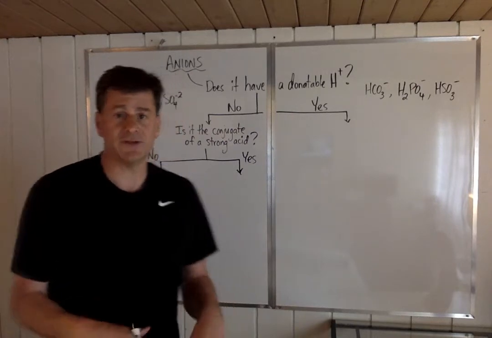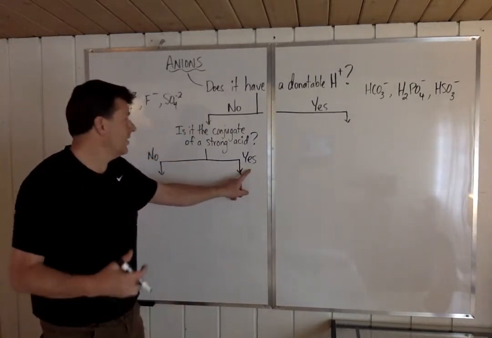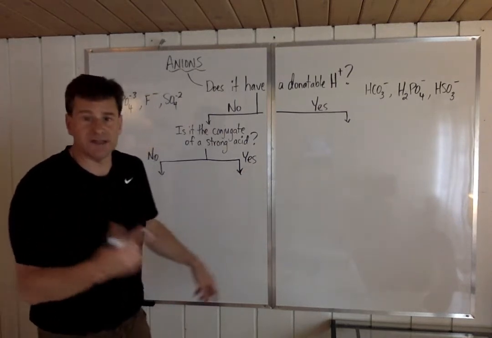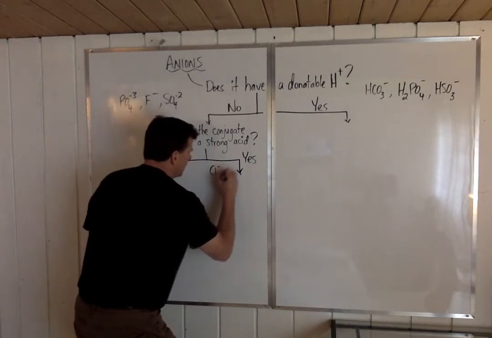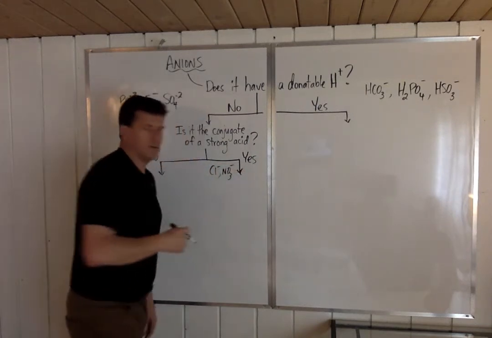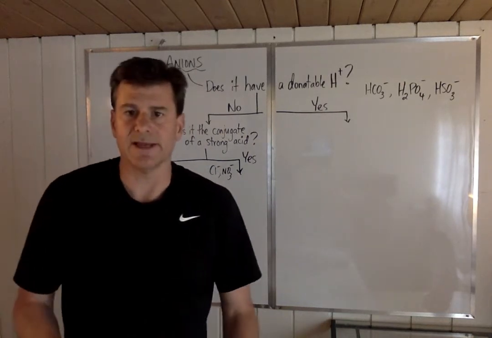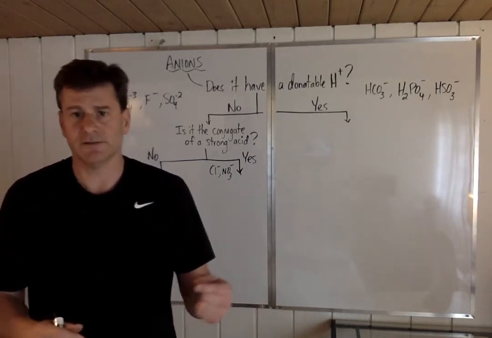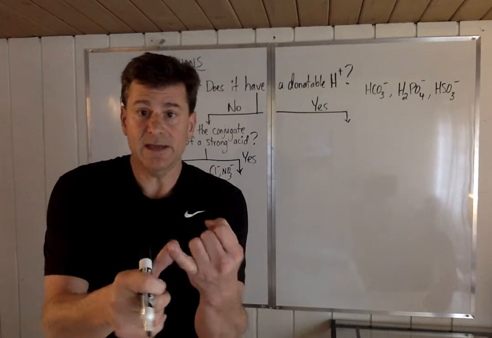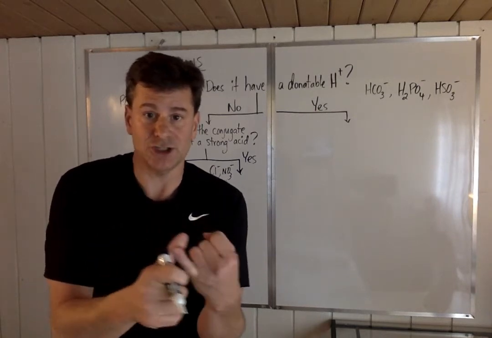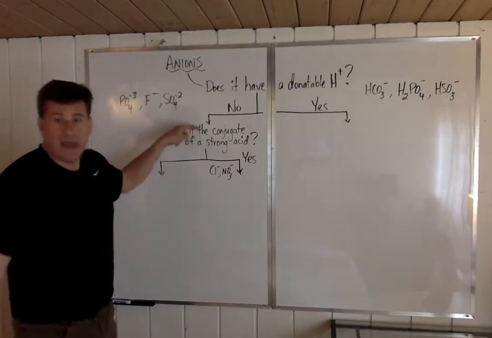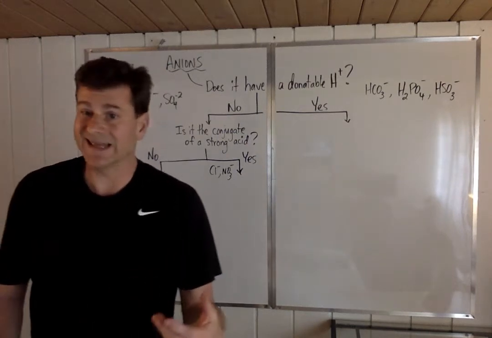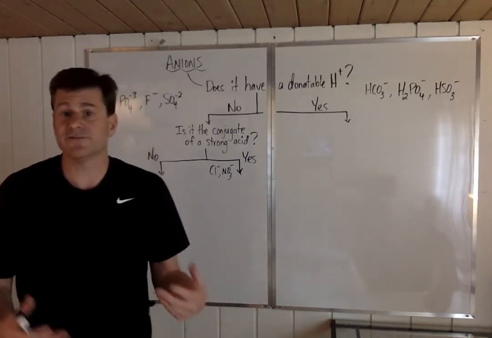So if you are the conjugate of a strong acid, the answer here would be yes. What examples might we have of that? According to the table, we've got six, something like Cl minus or nitrate. You could just look at the list and come up with all six of them. So if your negative ion A does not have a donatable H, so we've come down to here, and it is the conjugate of a strong acid, that means it's not a base. Even though it's got a negative charge, it's not a base.